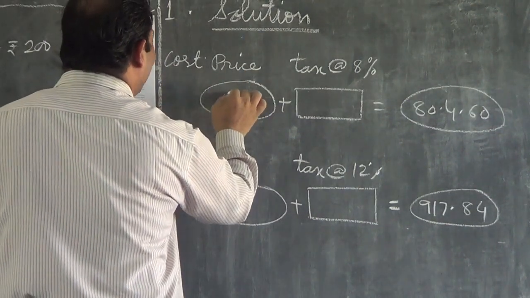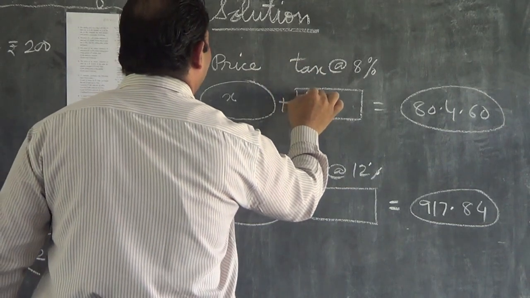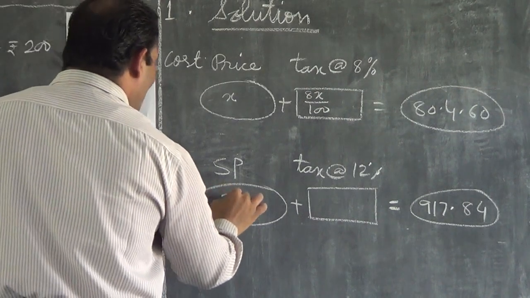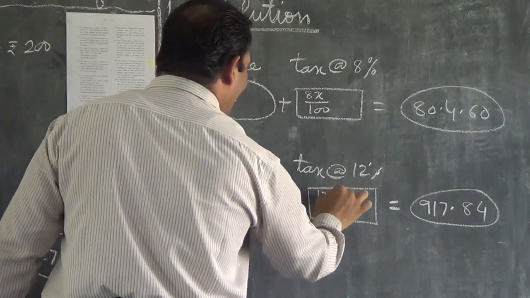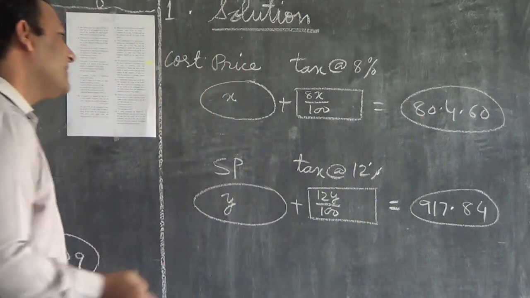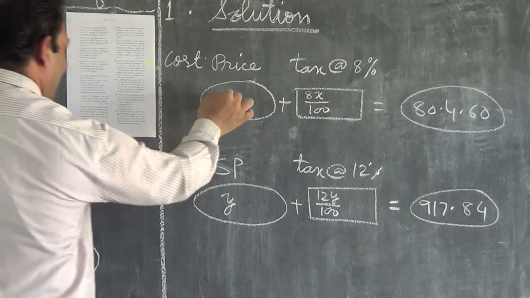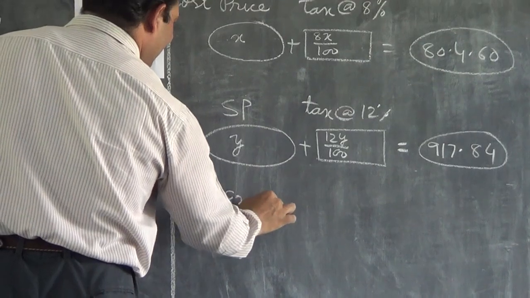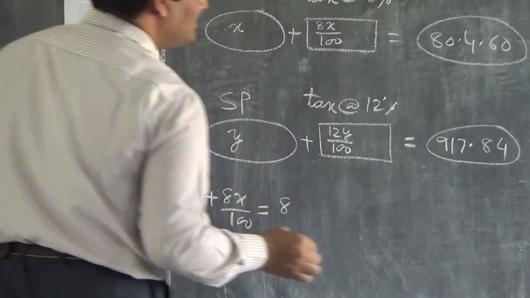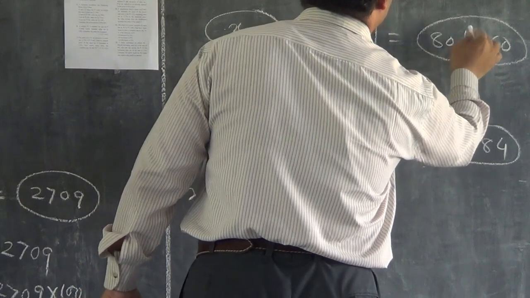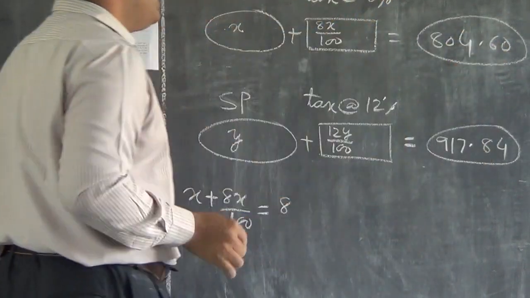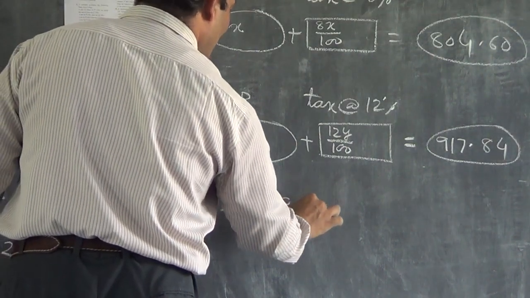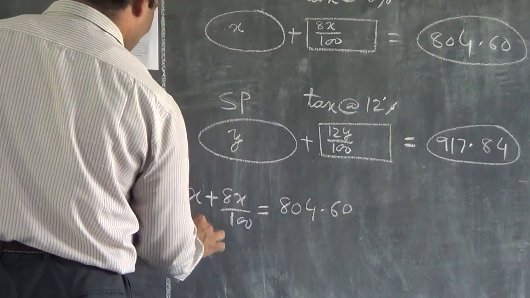So here if I take x, then here I have to write 8x by 100, and here if I write y, then 12y by 100. So here I will get one equation, x plus 8x by 100 equals 804. This is not 80.4, it is 804.60.